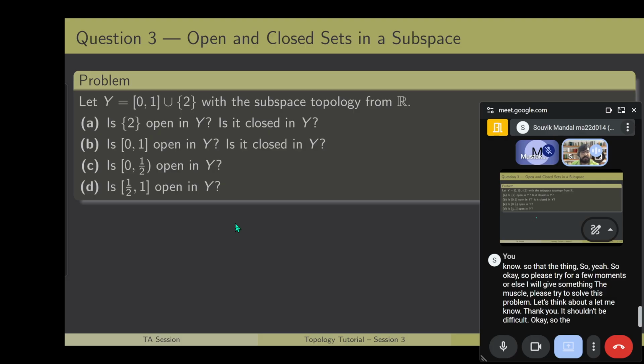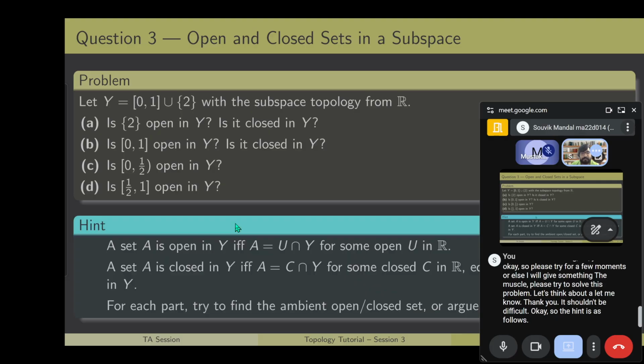Okay, so the hint is as follows. A is an open set in Y. Now, in the subspace topology, a set is open in the subspace if it is the intersection of an open set with the subspace. Similarly, a closed set is the intersection of a closed set with the subspace. So that's the thing. You need to use these facts. Now try to use this and think about it, let me know.